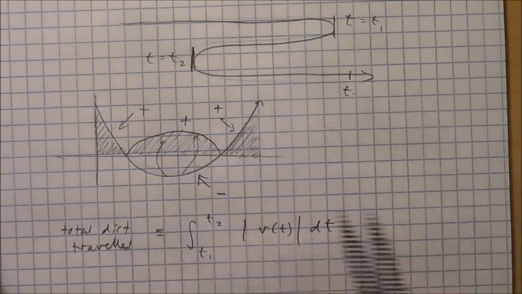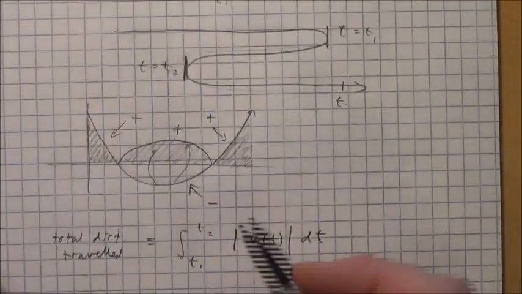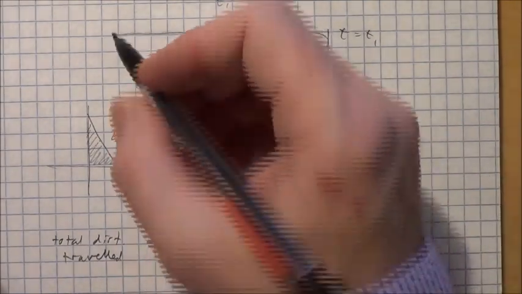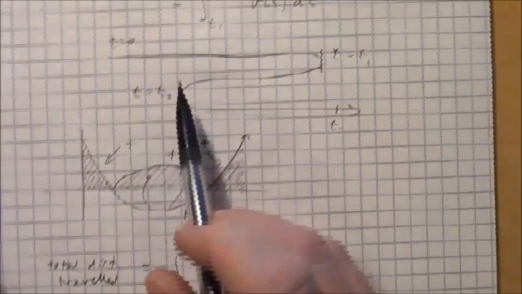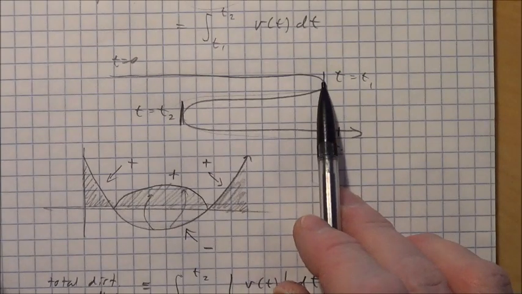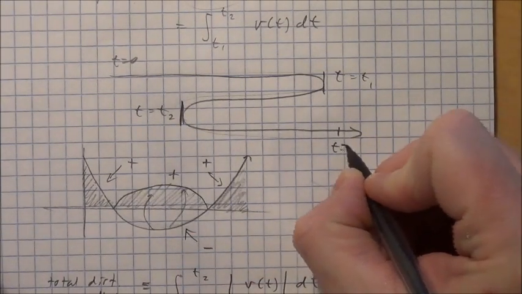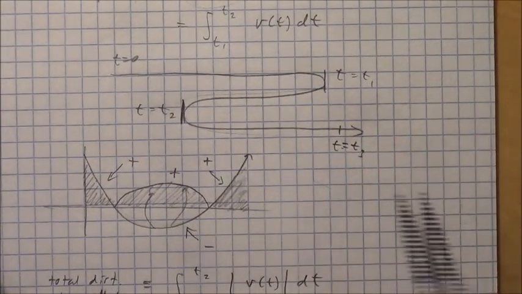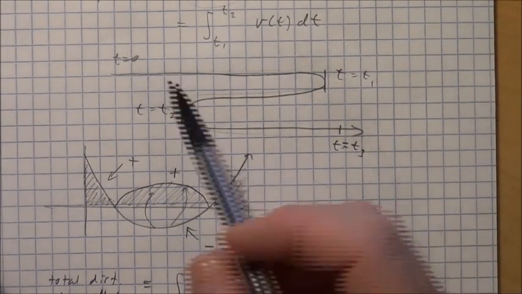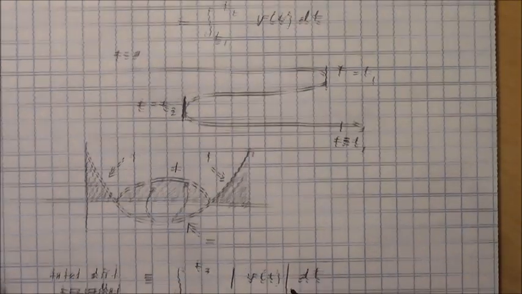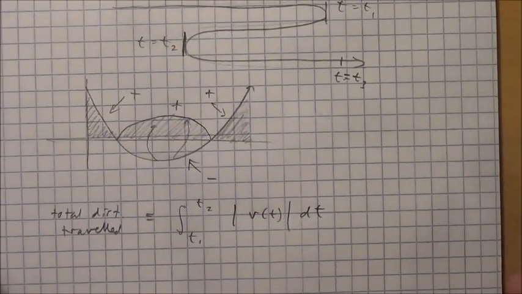You can, of course, find the distance traveled from, say, 0 to the first time, and then from the first time to the second time, and then the second time to the third time, and then add them all up. Or we could just go from 0 to the third time with the absolute value and find the total distance.